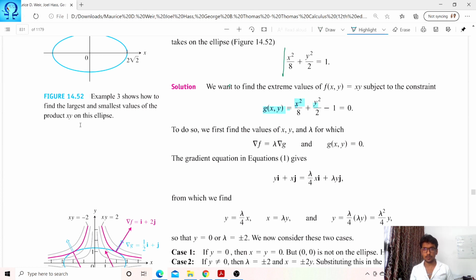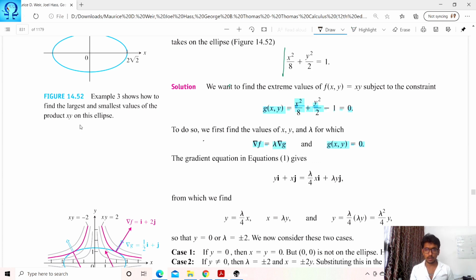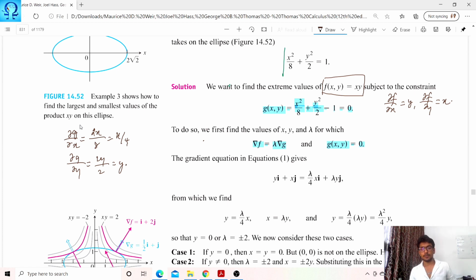Okay, hopefully it works with the highlighter. So this is the condition that you'll have. You will have to find your f of xy, which is simply xy. So del f upon del x is y and del f upon del y is x. Del g upon del x is 2x upon 8, which happens to be x upon 4, and del g upon del y is 2y upon 2, which happens to be y.